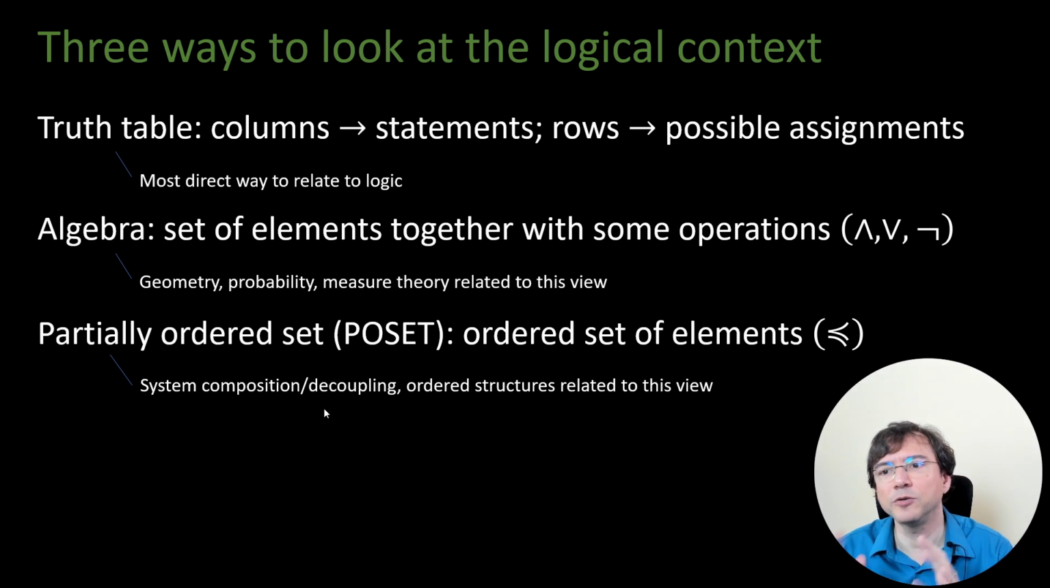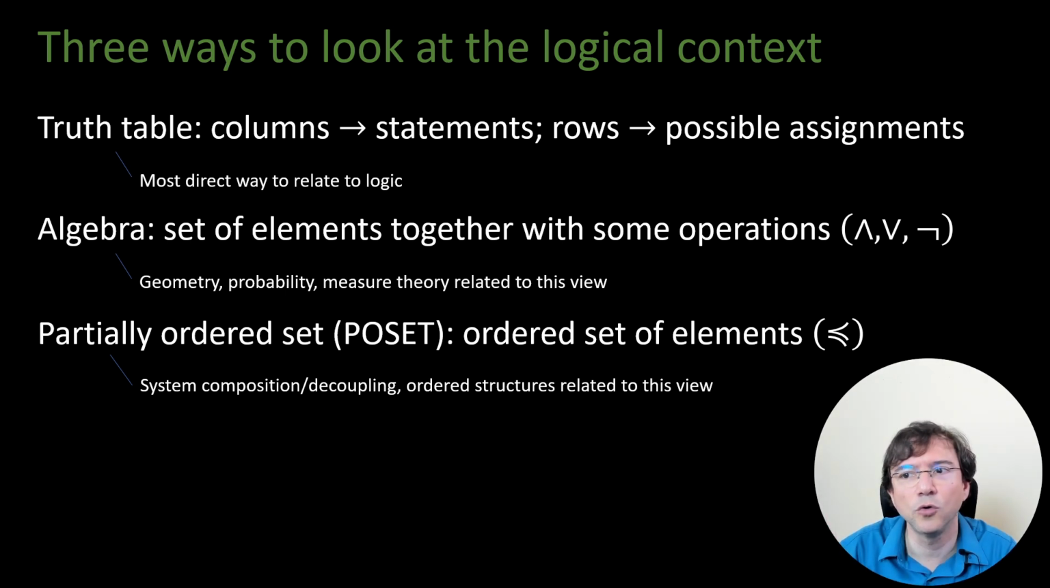And so what is important to me is that we have three ways to look at this logical context. We have the truth table, with this column, there are statements, and there are possible assignments. I've repeated it so much that hopefully that stays. And I think this is the most direct way to relate to logic and to relate it to what it is that we are actually modeling in terms of physical theories. In physical theories, we're going to have a bunch of statements about the world, and the bunch of statements about the world better have a good physical model such that we can define all these possible assignments and what it is that can be true or not be true.